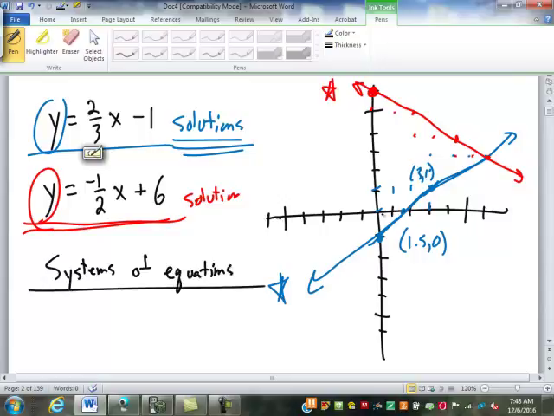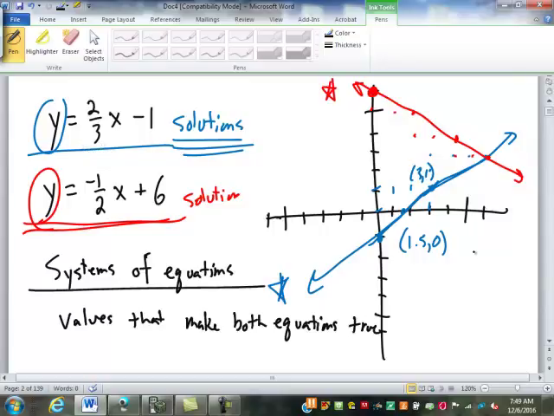In a system of equations, what we are looking for is values that make both equations true at the same time. Looking at this graph, where on that graph are both equations true? Yeah, where the two lines cross, right there.